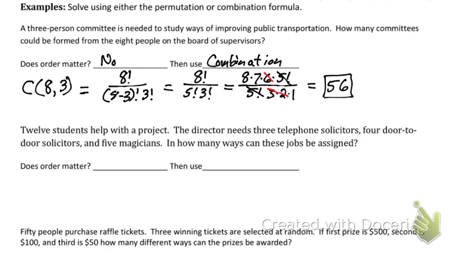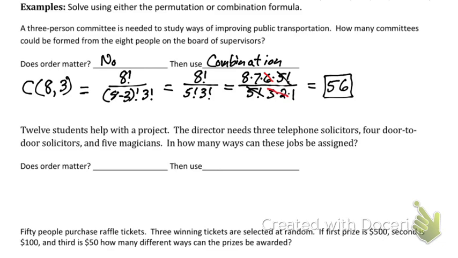All right, our next one. We have 12 students help with a project. The director needs 3 telephone solicitors, 4 door-to-door solicitors, and 5 magicians. In how many ways can these jobs be assigned? So this is kind of a step up.